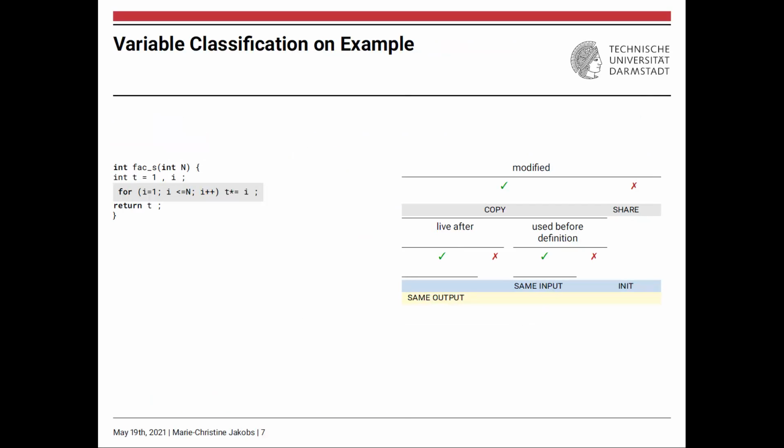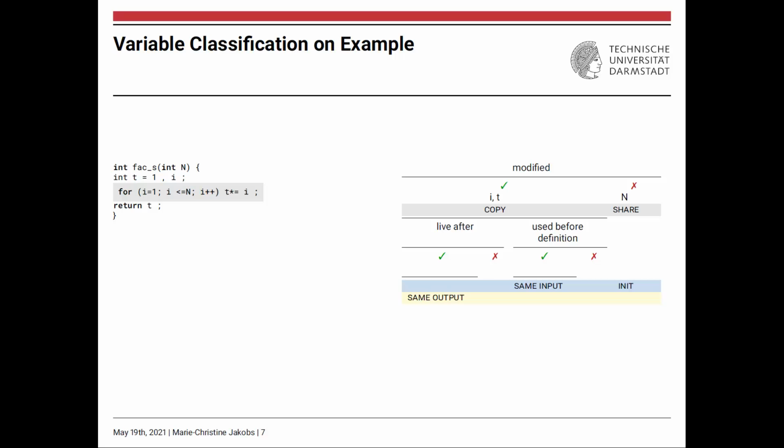In the following, we perform variable classification for the following program and its parallelization, which we will see in a moment. So let's have a look at variable classification for the code segment highlighted in gray here. First, we identify that the code segment modifies variables i and t. So you see, for example, the initialization of the for loop assigns variable i, and the loop body here assigns variable t. In contrast, we see that variable n is only used in the test expression of the for loop, so it is not modified.